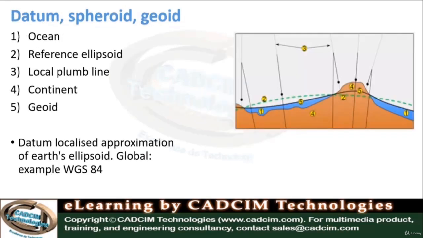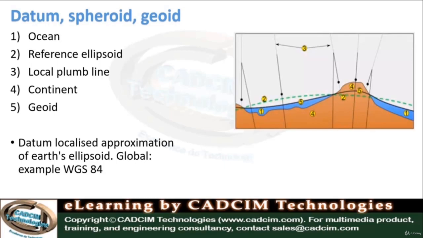If we use projections, we need a reference level. And the problem is that the globe is not a perfect sphere. So we can use a spheroid, but it will not be a good fit. We can also use the ocean level, but that is also not very constant and very difficult to use, of course, on land. Then there is a reference ellipsoid, which is a better fit. We can use a local plumb line, or we can use continents, or we can use geoids. The geoid is the Earth's gravity field, which is also not constant but is a very accurate reference.